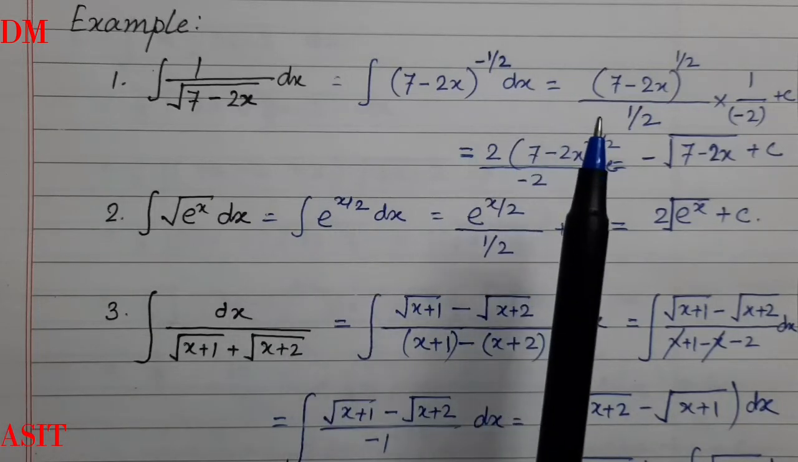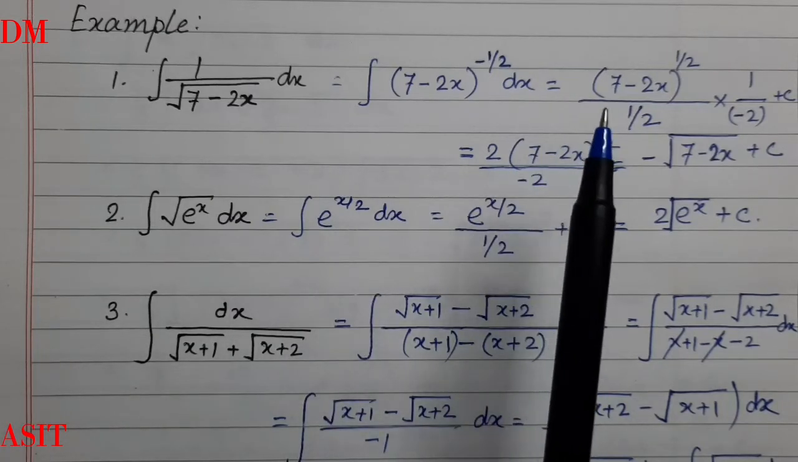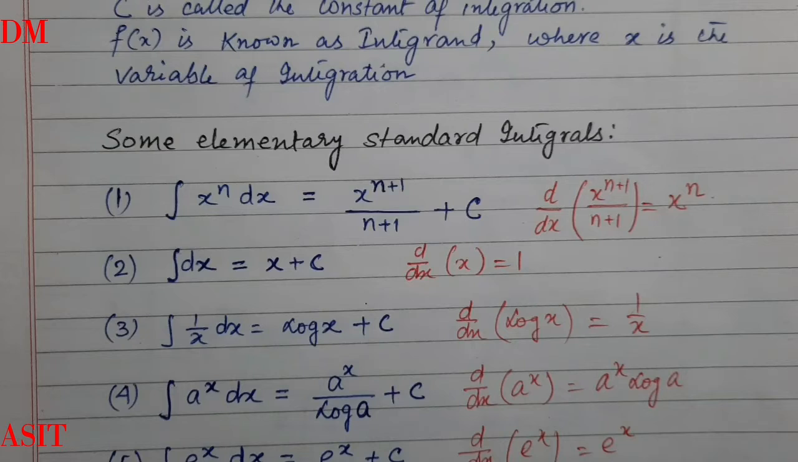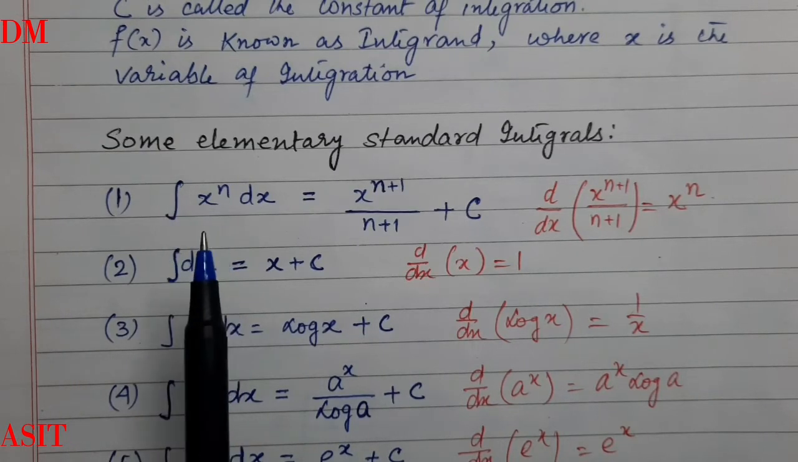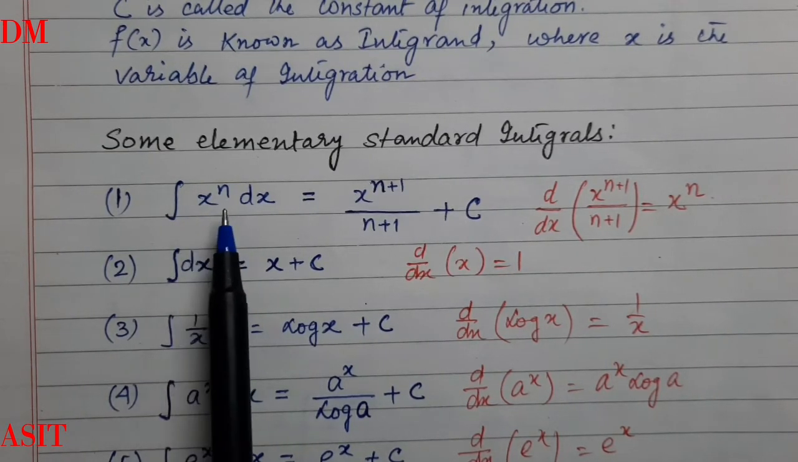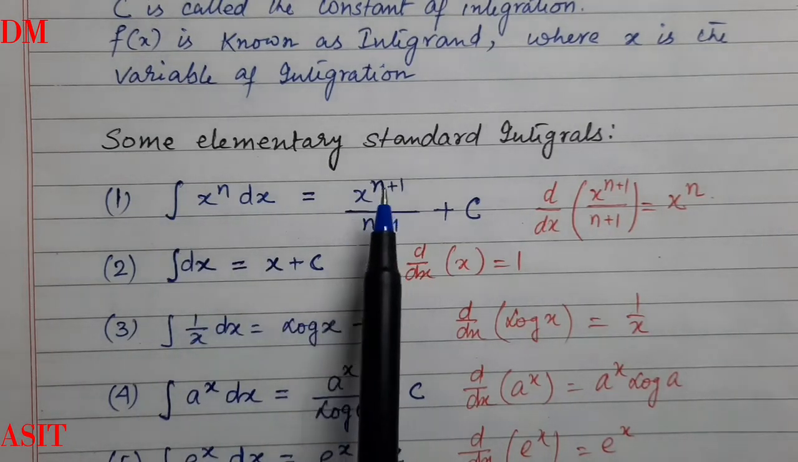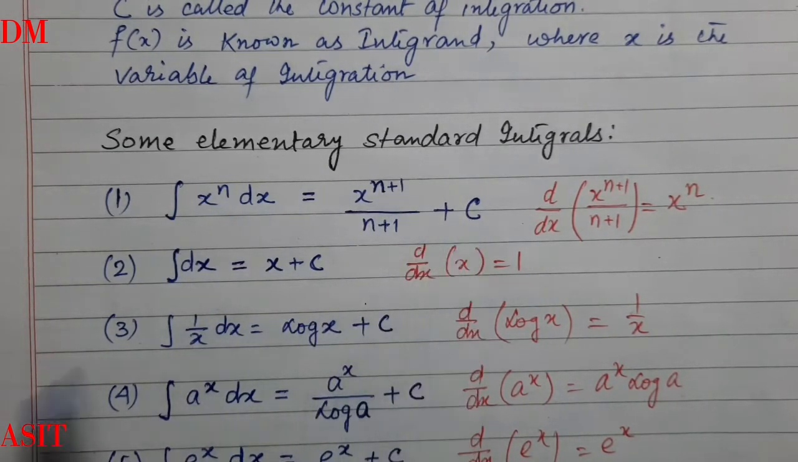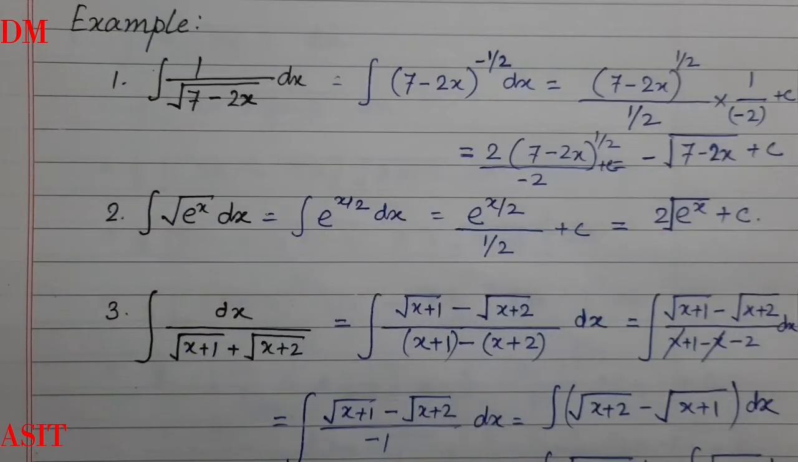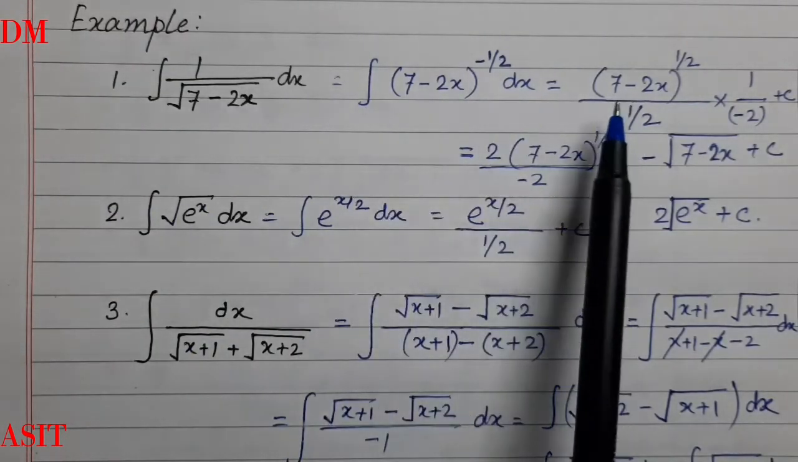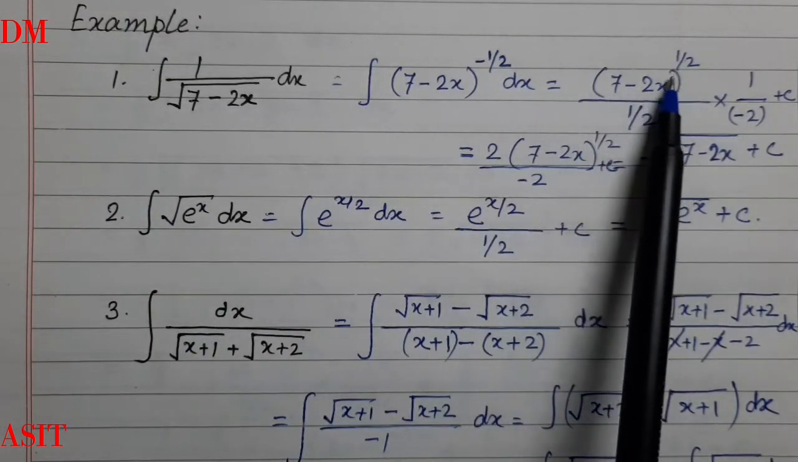Now we can apply the formula of x to the power n. Let me show the formula. In the last video I have given these formulas. Now the formula of integration of x to the power n dx is x to the power n plus 1 by n plus 1 plus the integrating constant. So here also it will be x to the power n plus 1 by n plus 1.